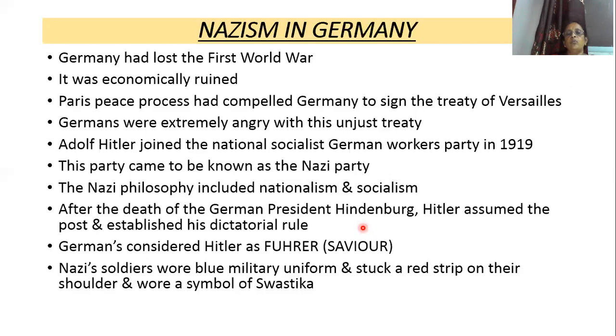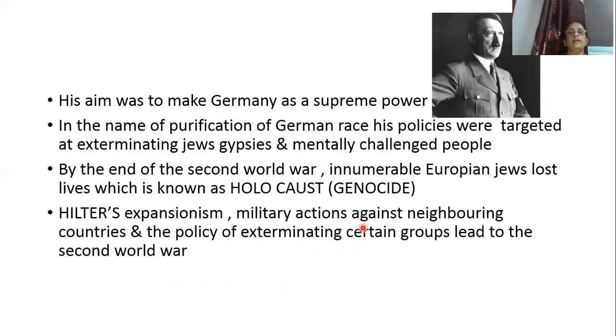They wore blue uniforms, stuck a red strip on their shoulder, and wore the symbol of the swastika. And what was the main aim of Hitler? He wanted to make Germany number one in the world. So he wanted to make Germany a supreme power. He believed that Germans were the pure Aryan race.